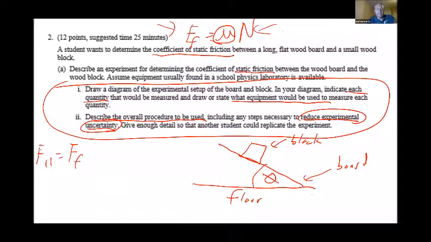All right, so I've got my diagram. I've labeled everything. Now I need to talk about what I'm going to measure and what equipment I'm going to use to measure it. I'm really only going to measure two things. I want to know the mass of this block. And actually, I think I could get by without even knowing the mass of the block. But I'm going to measure the mass of the block, and I'm going to measure that with a balance. You could use a triple beam balance, or you could just say a scale. And then I'm going to measure this angle. And I'm going to use a protractor to do that.